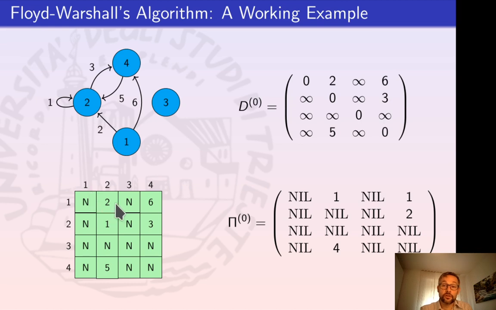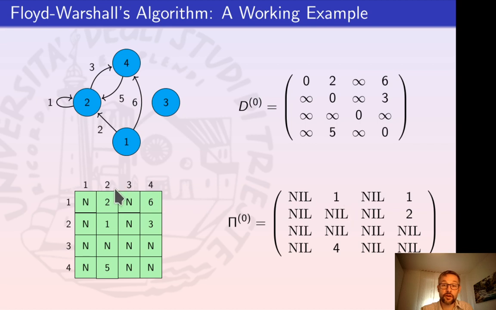So here in the adjacency matrix we are representing an edge moving from 1 to 2. So we know that the shortest path going from 1 to 2 has as predecessor for 2, 1. And that's why here we have a 1.